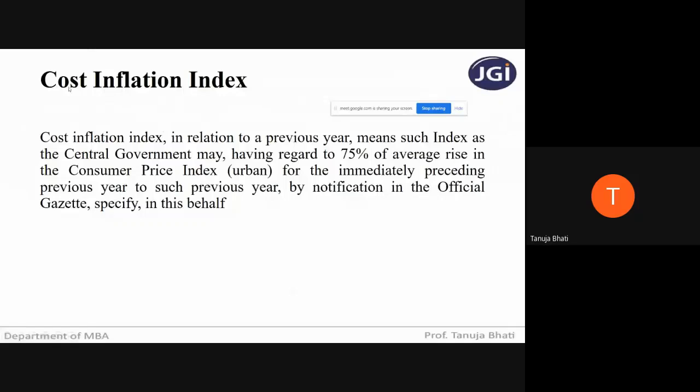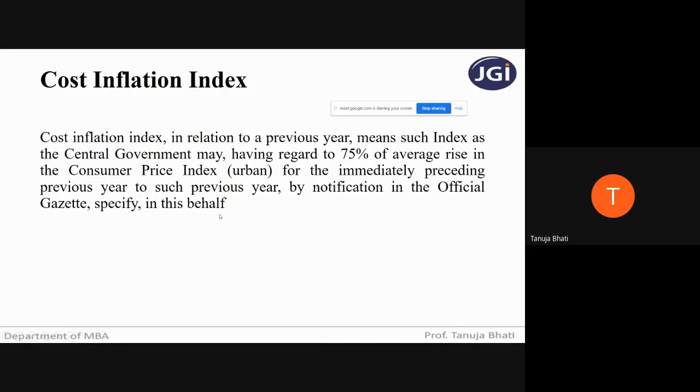So let us understand what is cost inflation index. I've already explained, but we will go through it. Cost inflation index is called CII in short. In relation to a previous year, it means such index as the central government may, having regard to 75% of the average rise in the consumer price index urban for the immediately preceding previous year to such previous year, specify by notification in the official gazette.